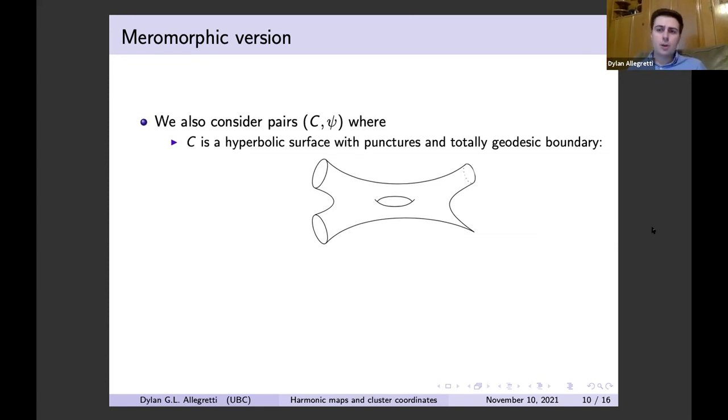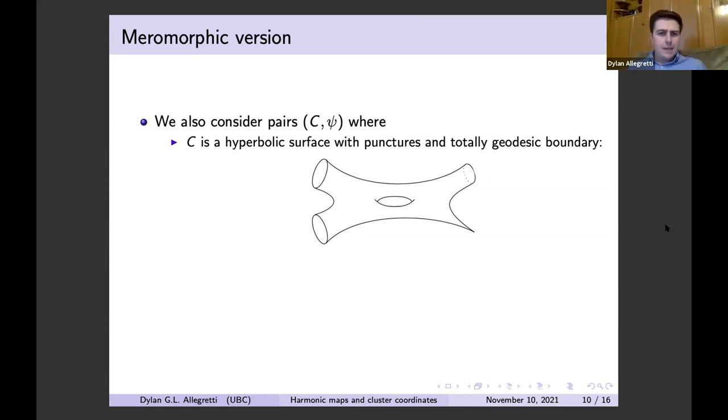And if you have a puncture, then with respect to the hyperbolic metric, a neighborhood of the puncture will look like a cusp. That's because the metrics that I consider are complete and finite area. So this is some consequence of that.